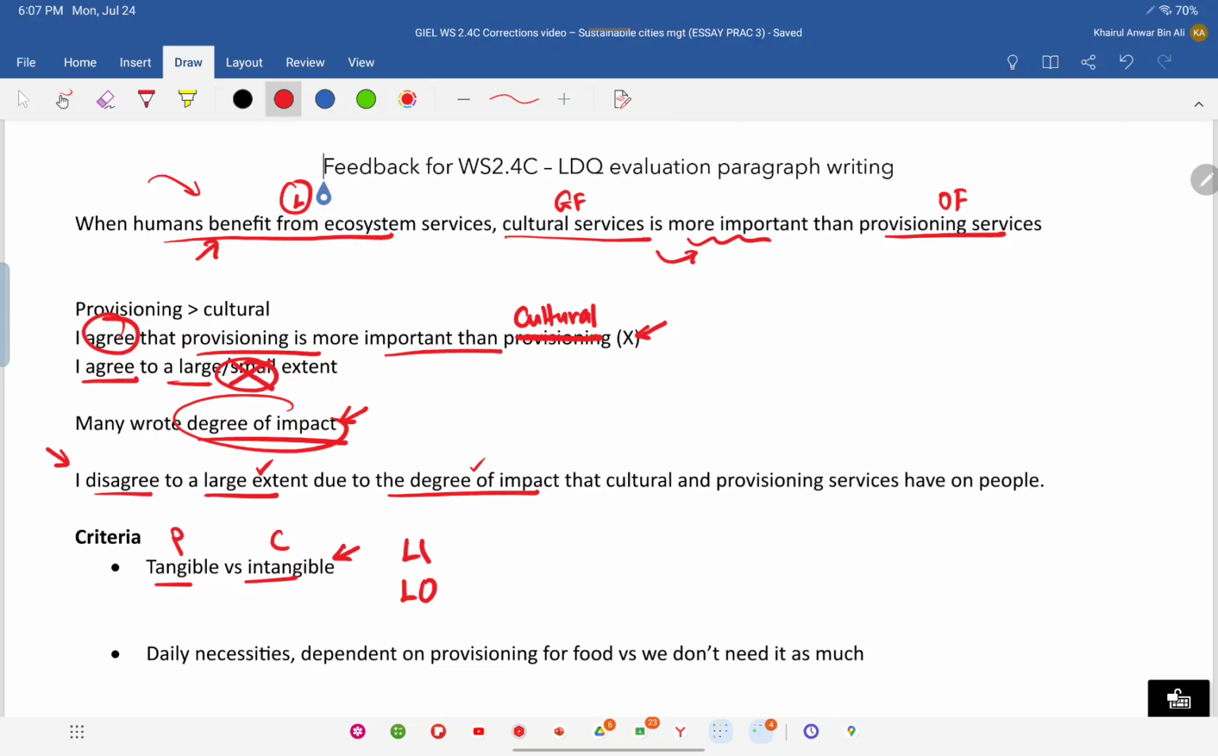So please make sure it's something that can be used as a criteria to evaluate. Yeah? Just because they're different doesn't mean one is better than the other. Okay? That's a key point lah.